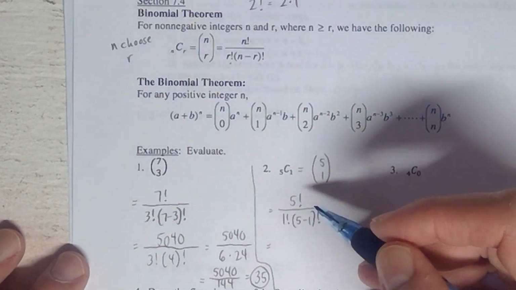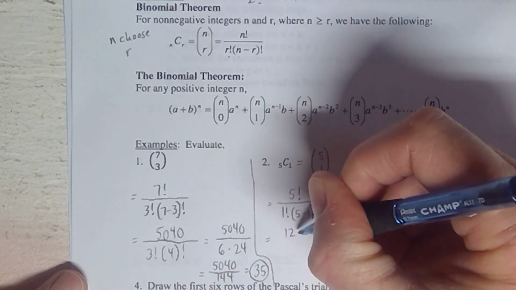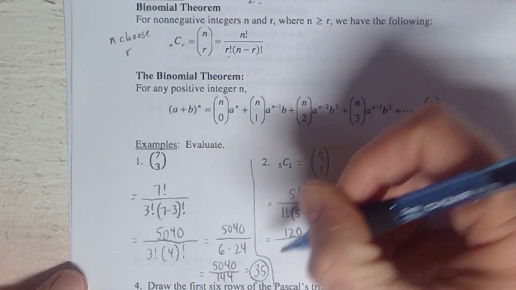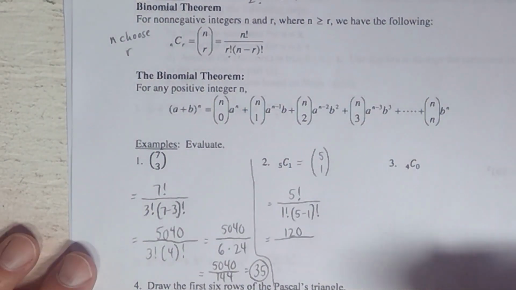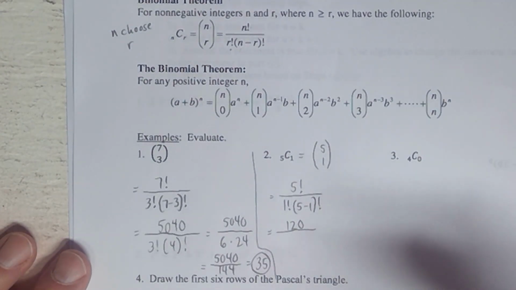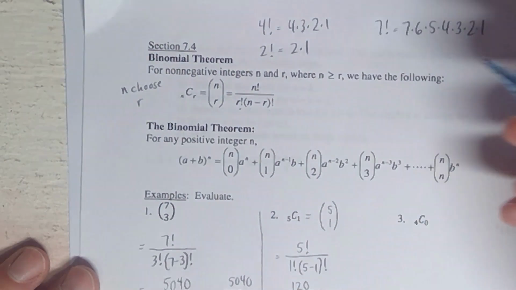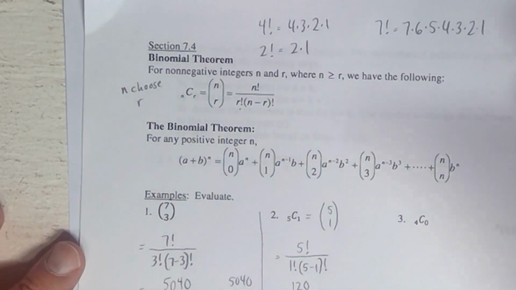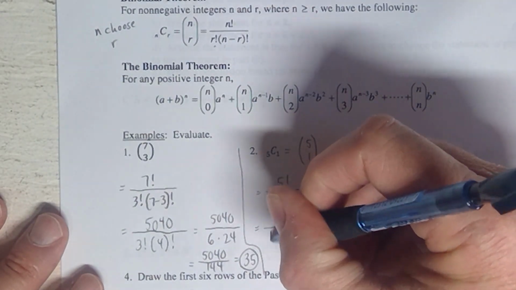And then 5 factorial, that's 5, 4, 3, 2, 1. Multiplying all those numbers together, you get 120. 1 factorial, by the way, is just equal to 1 because you're not multiplying by anything else other than 1. Okay? 2 factorial is 2 times 1, so 1 factorial would just be, you're just stuck on 1. You're not going anywhere. Okay? So 1 factorial is equal to 1.